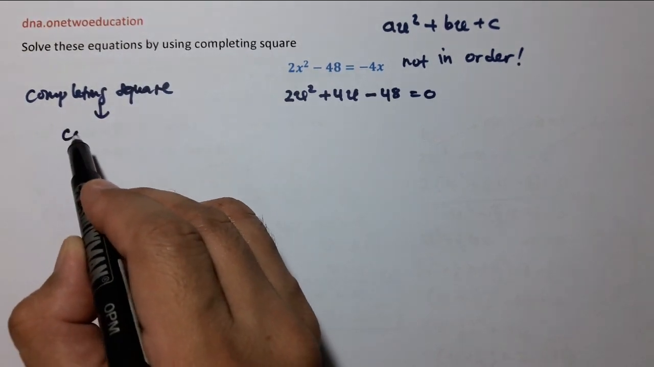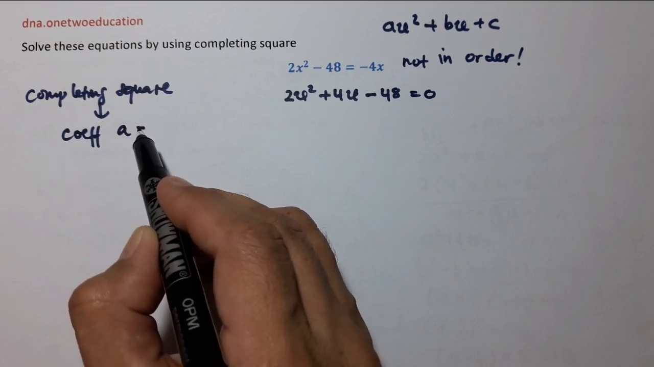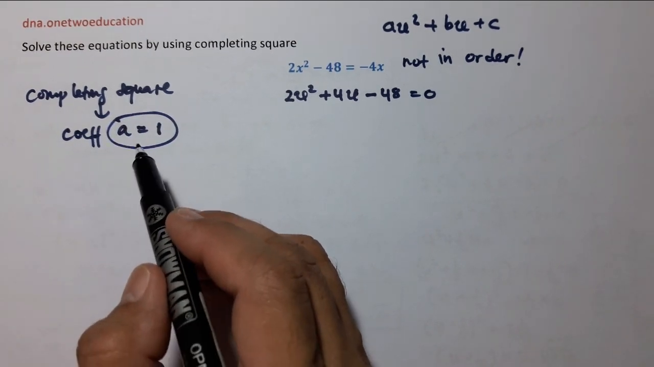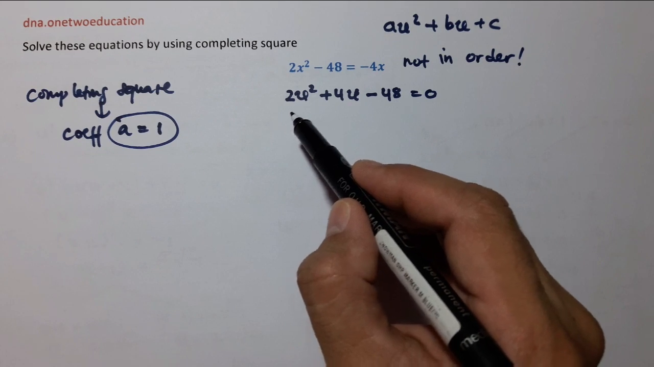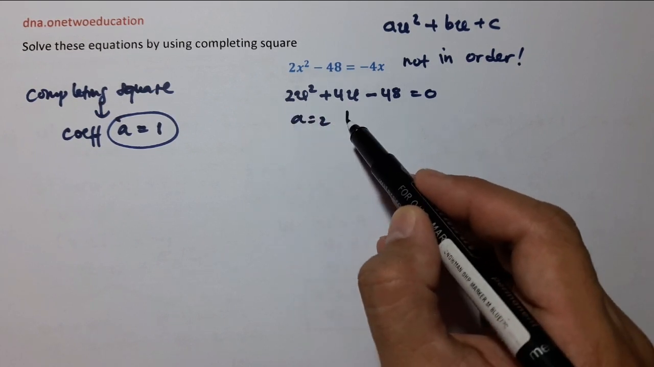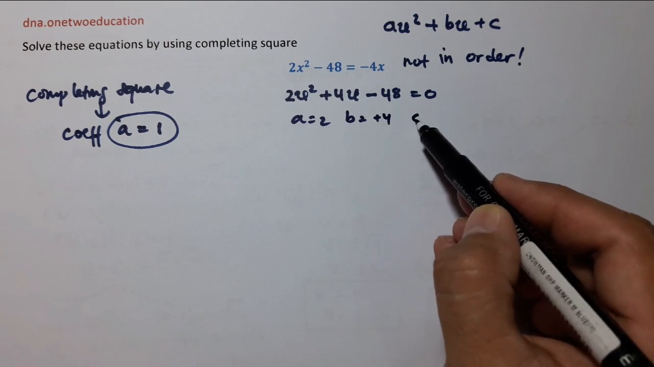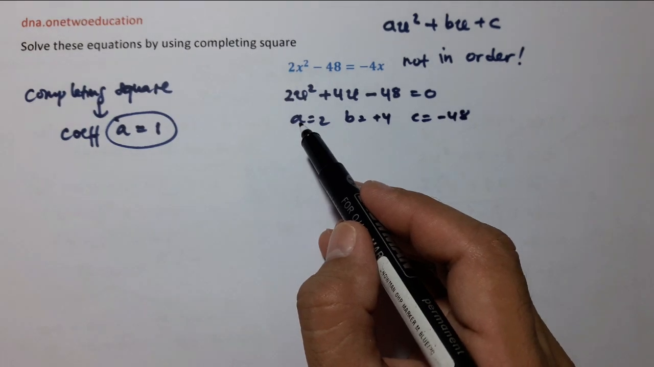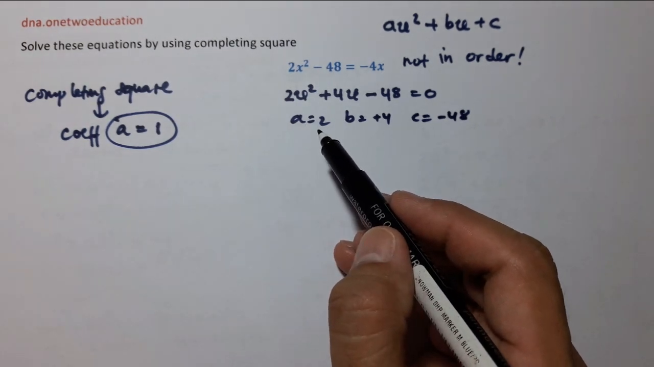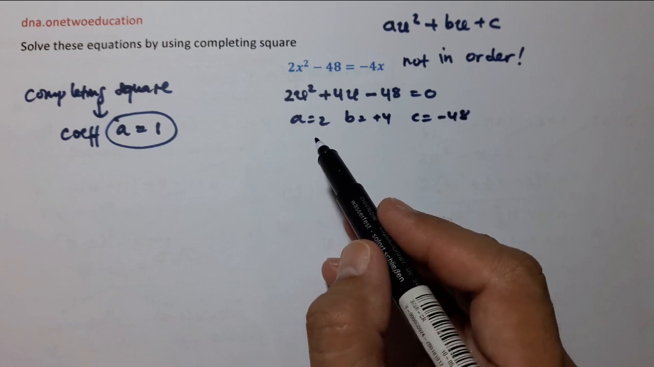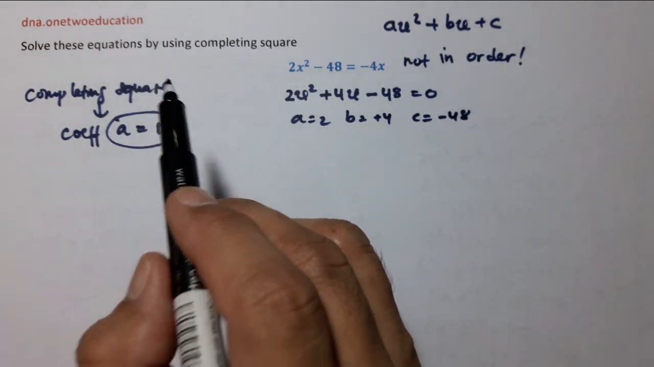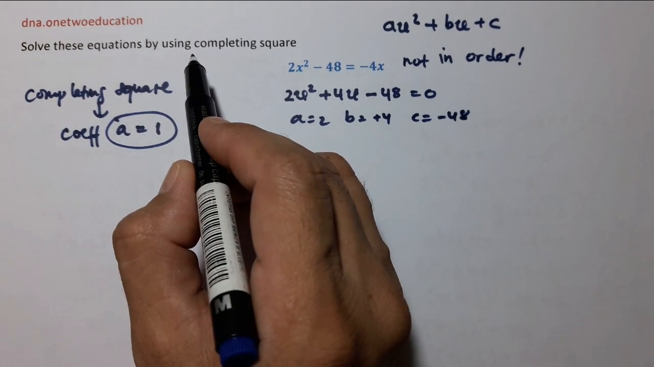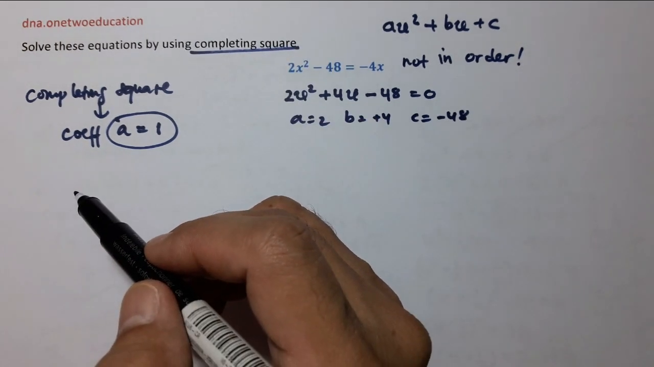Make sure that the coefficient of a must be 1. But we got this one: a is 2, b is positive 4, and c is minus 48. So the coefficient of a is not 1, so you have to modify that one first, because you have to make sure the coefficient of a is 1. Because we are using completing the square, right?